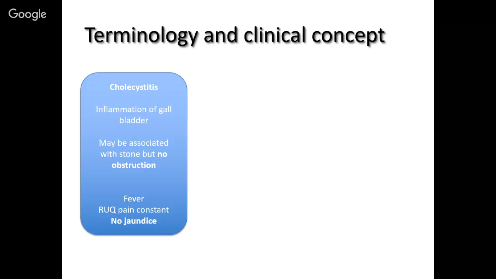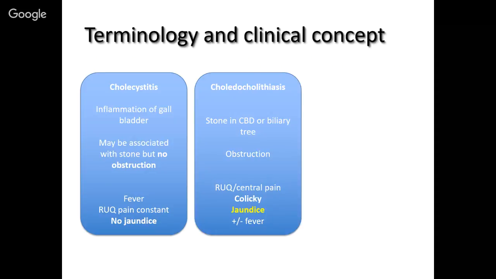It might be because of the stone, but you haven't actually got the obstruction. So you could have fever, you could have constant right upper quadrant pain, but you wouldn't have jaundice. Okay? Choledocholithiasis is the language we use when we have a stone in the common bile duct or in the biliary tree. In this case, you would expect to have potentially pain, and it may be colicky because you're trying to move that stone along. Whenever you've got a blockage of a hollow tube or organ, that smooth muscle will try and move it along, and so you'll have this pain that comes and goes.